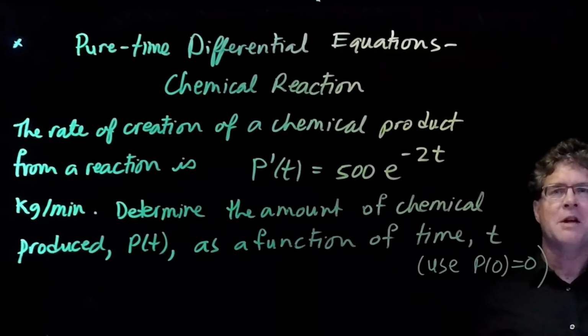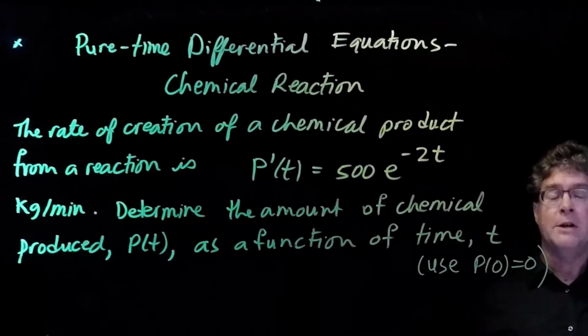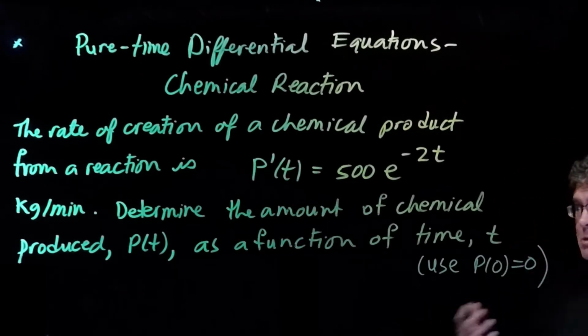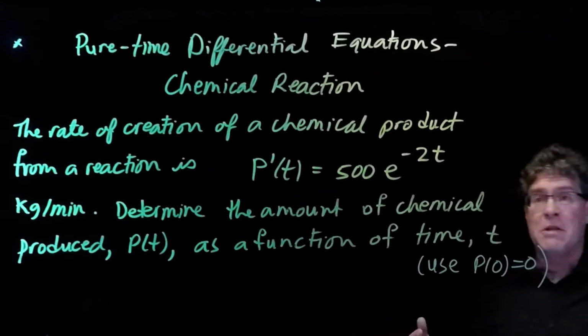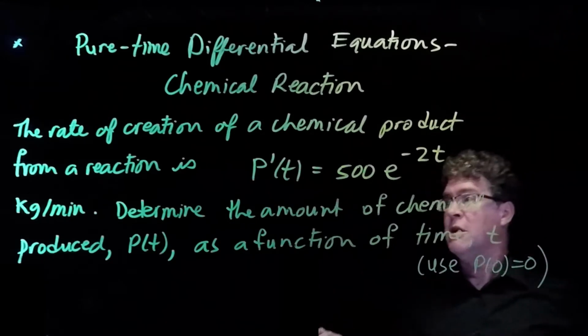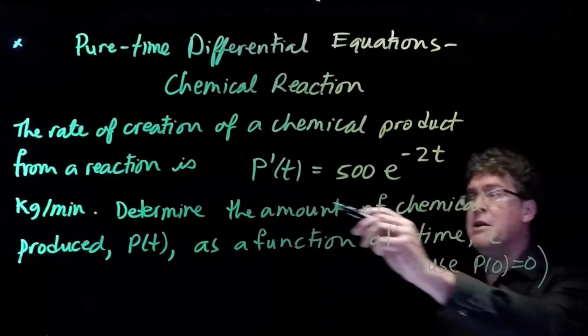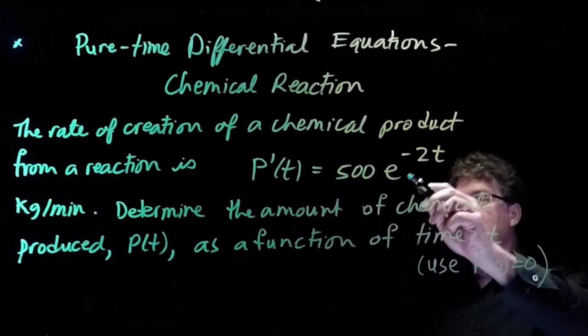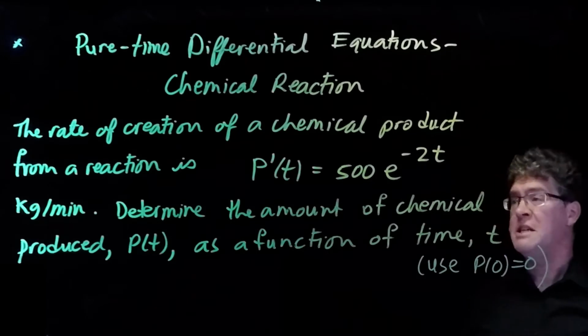Hi, we're going to understand pure time differential equations by looking at a chemical reaction. This is an industrial reaction, so it's producing a chemical at the rate of kilograms per minute, and there's a formula for the rate of production of the chemical, and it's given right here. P prime of T is 500 e to the minus 2 times T.